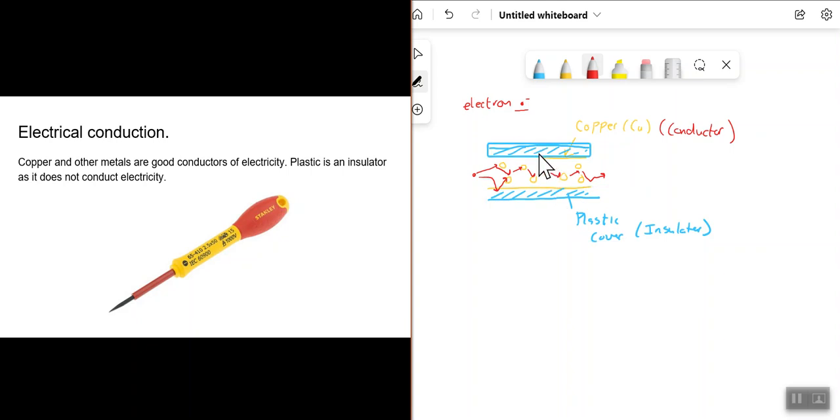So this is what's happening in relation to metals like copper and plastics. Insulators do not let electrons move through them very easily. If materials allow electrons to move through them, they're good conductors of electricity. If they do not let electricity move through them, they are poor conductors of electricity.